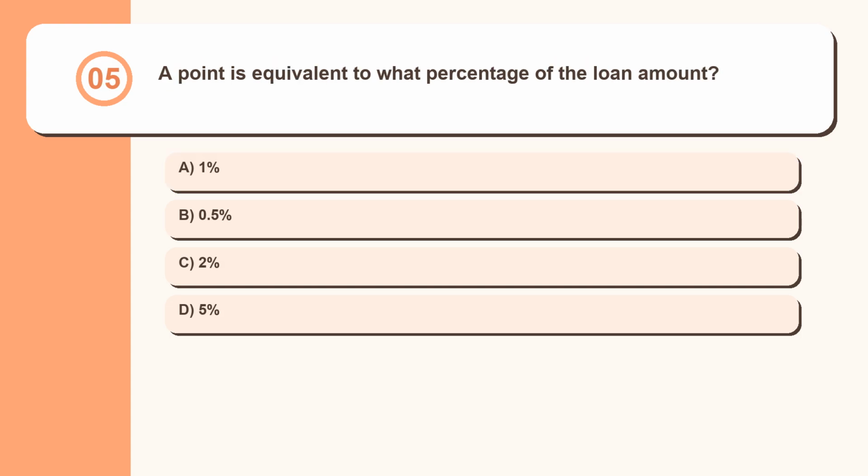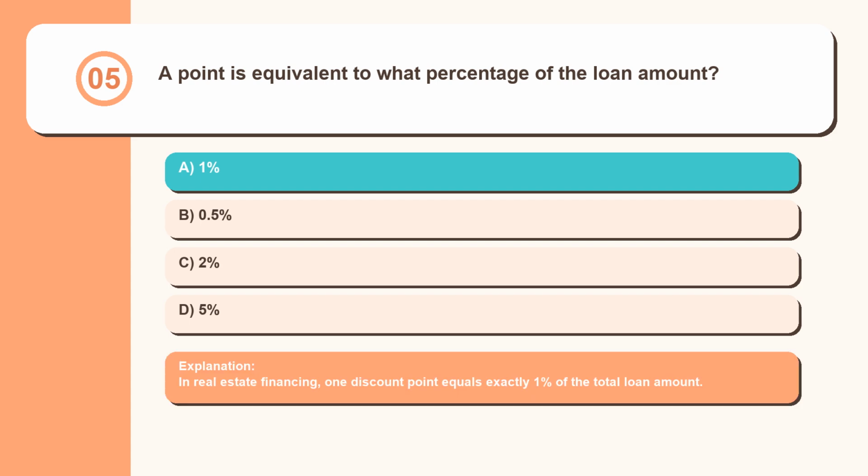Question 5. A point is equivalent to what percentage of the loan amount? 1%, 0.5%, 2%, 5%. In real estate financing, one discount point equals exactly 1% of the total loan amount.